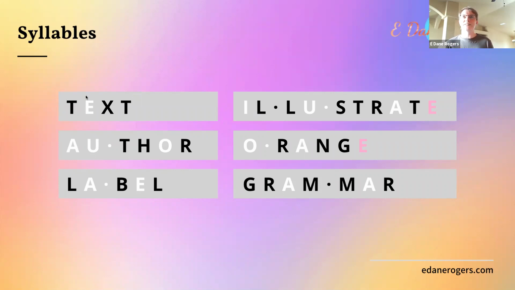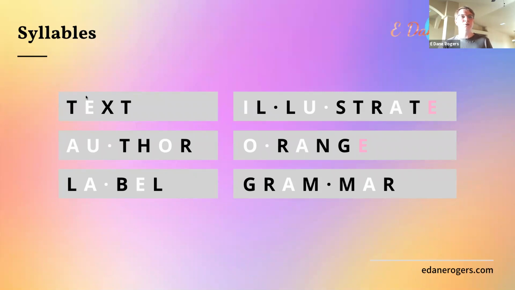Author, however, has a little more challenge to it because this AU forms a single sound. On its own, it looks like ow, but together in the word, it's like a hollow O, ah sound. So an author, and that TH forms a single consonant pair again. So we've got a syllable of just a diphthong, and then a syllable of consonant, vowel, consonant.